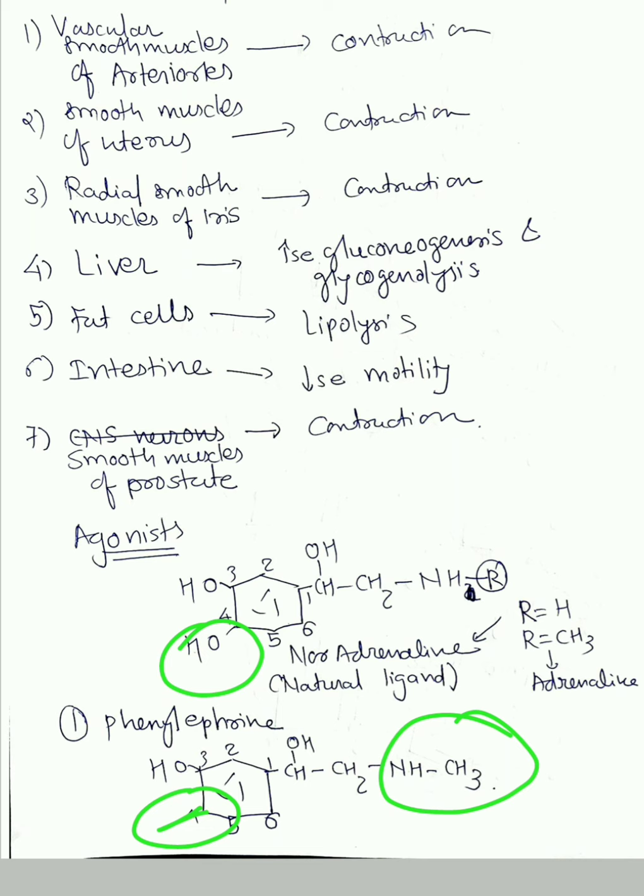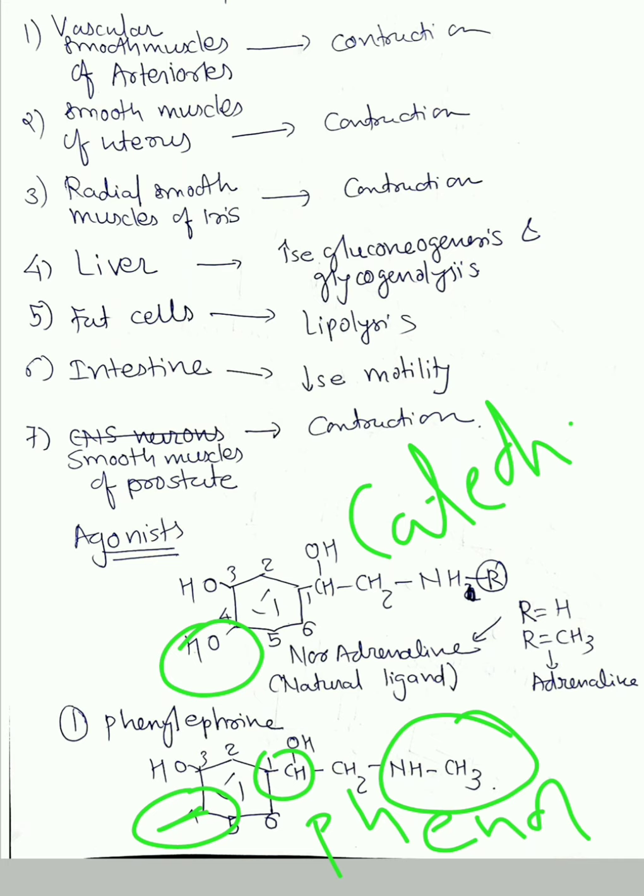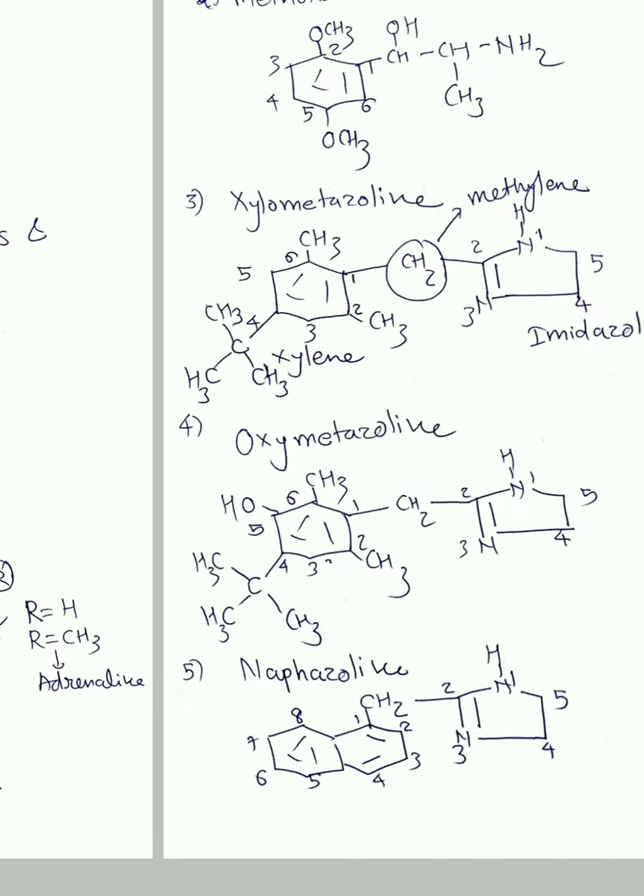Numbering will start from here because a functional group is present here: 1, 2, 3. So here the basic molecule is phenol, while here the basic molecule is catechol. That's the main difference. Okay, phenylephrine.